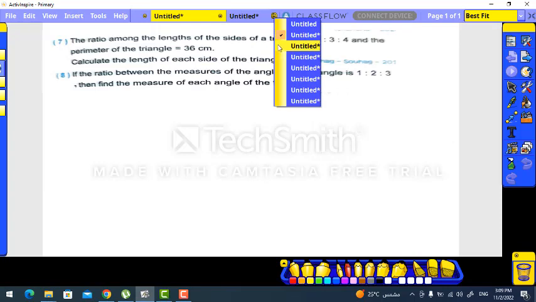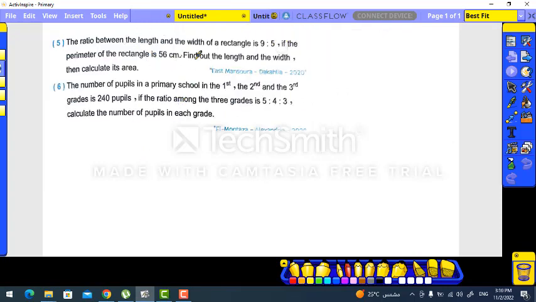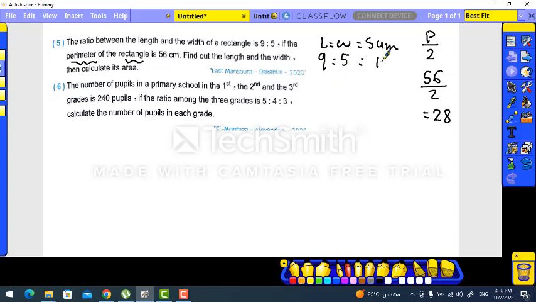The next, the ratio between the length and the width of the rectangle is 9 to 5 if the perimeter of the rectangle is 56. Take care, this is a special case. I said perimeter of rectangle is a very important question. So I have to write length to width and sum. Yes, very good. First you should get perimeter divided by 2. Okay, so perimeter, it will be 56 over 2, it will be 28. Okay, so now it's 9 to 5, their sum is 14 and the real sum is 28.